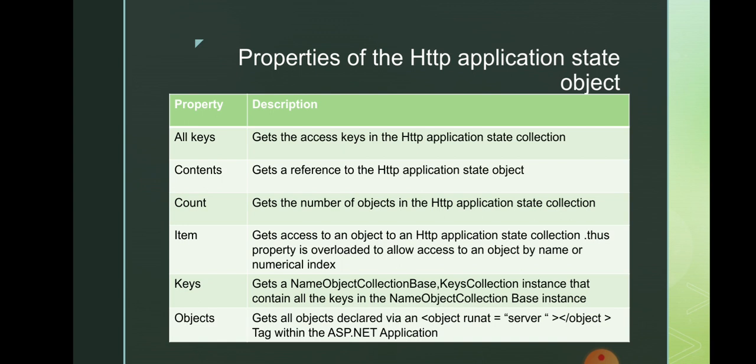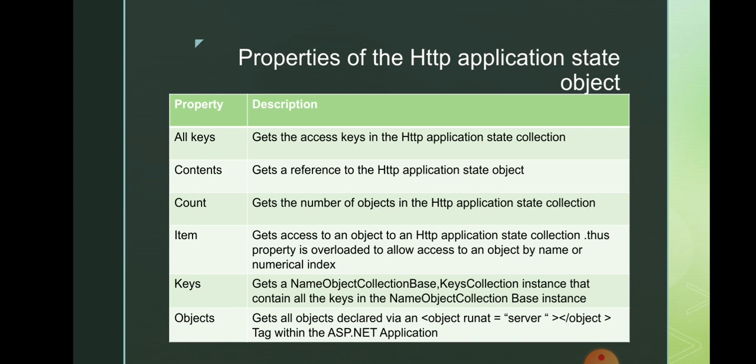Next, Item. It gets access to an object in an HTTP application state collection. Next, Keys. Gets a NameObjectCollectionBase.KeysCollection instance. It contains all the keys in the NameObjectCollectionBase instance. StaticObjects. It gets all the objects declared via the attribute runat equal to server. Okay.